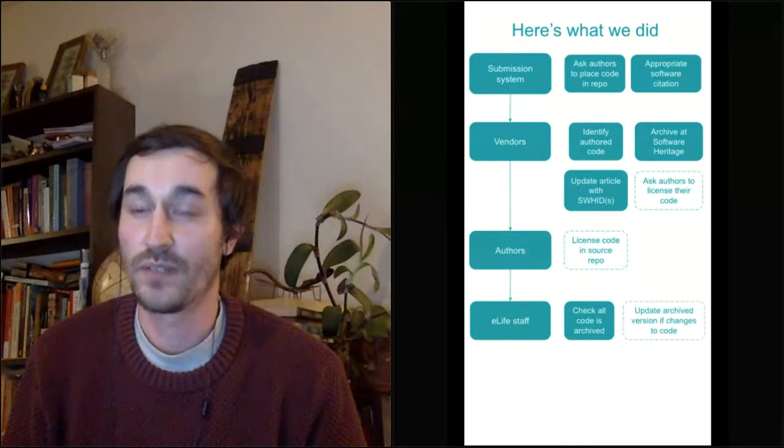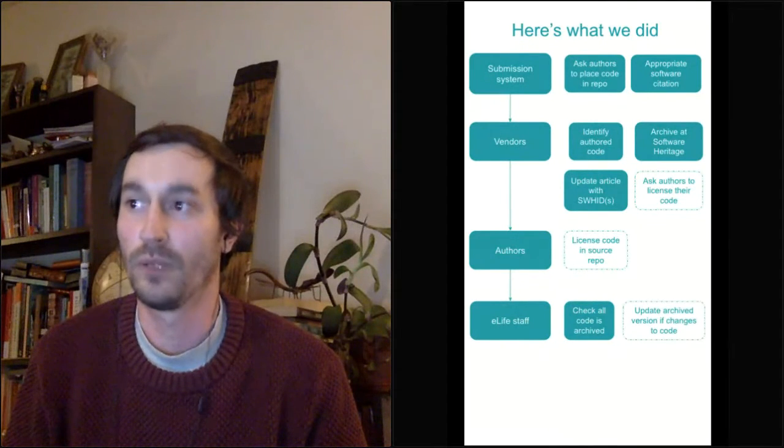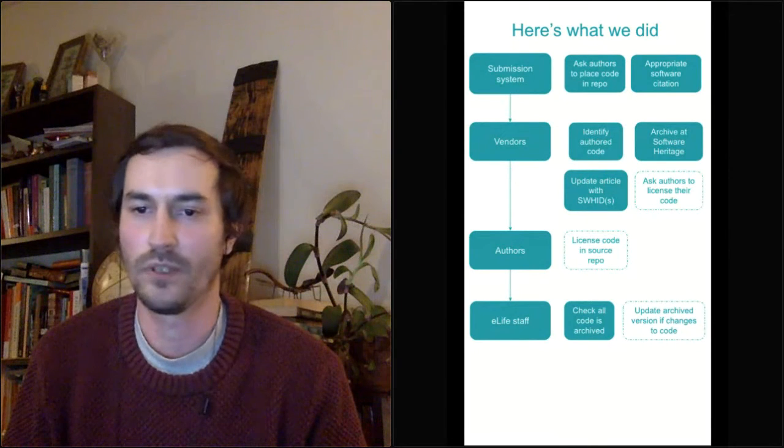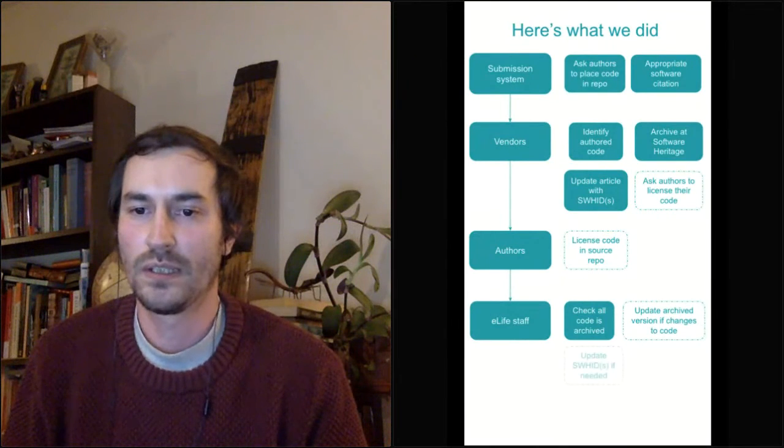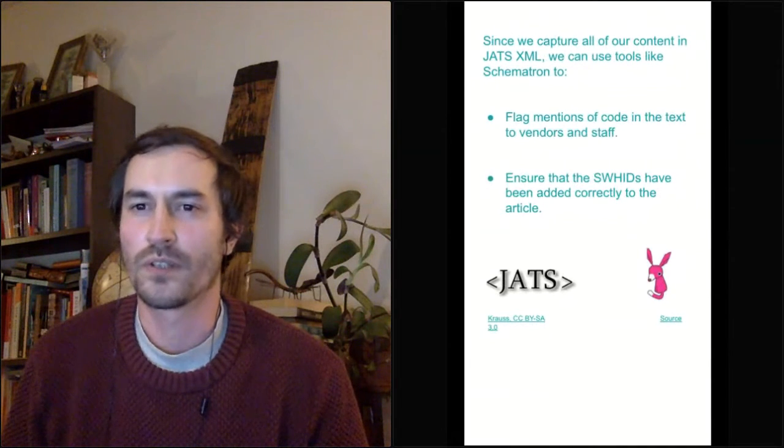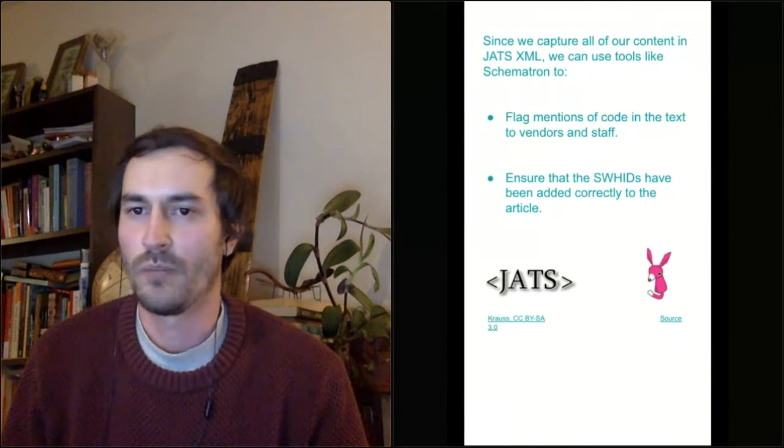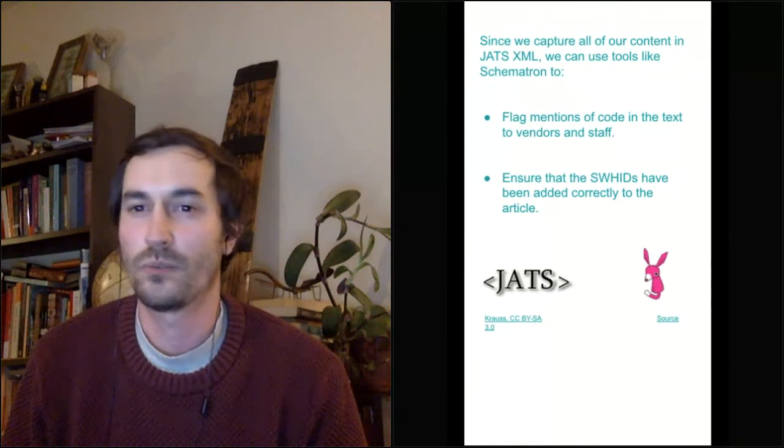If the authors have updated the code during proofing, which they may do, for example, adding a license or just correcting any errors or changing formatting, then we can update the archive version pretty easily. And then finally, we move on to publication. Since our content was captured as JATS XML, which is the NISO standard format for journal articles, we can use tools like Schematron to flag mentions of code in the text to our vendors and to eLife staff, and also to ensure that the SWIDs have been added correctly to the article.